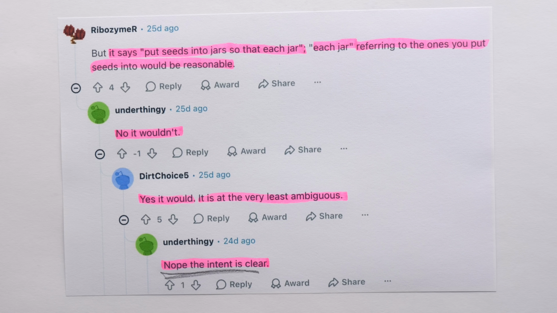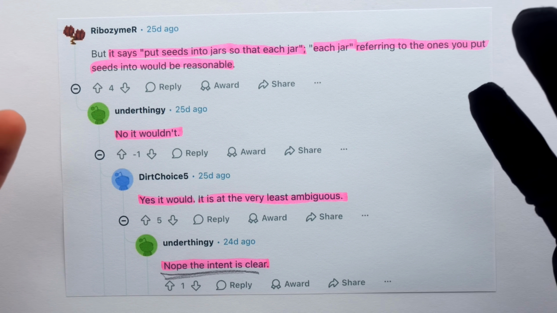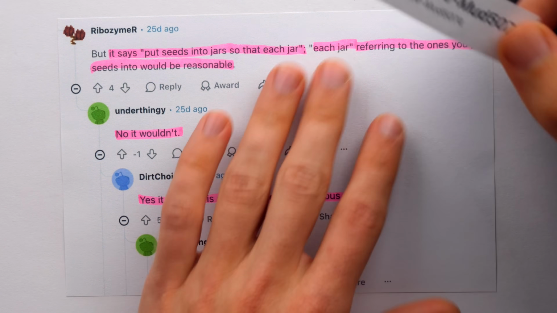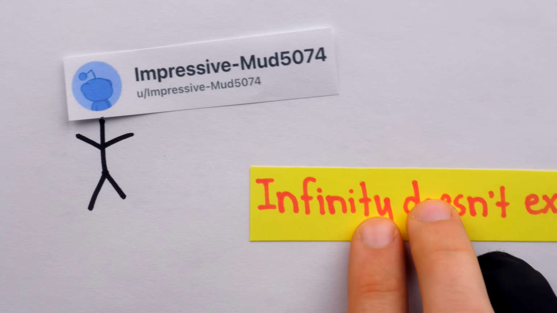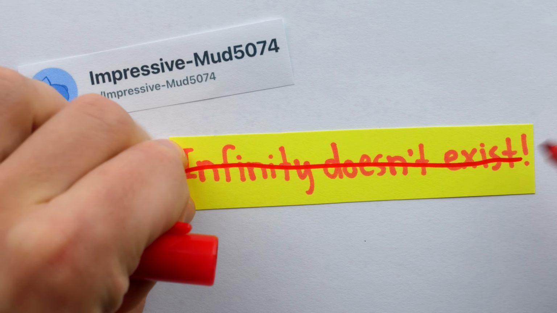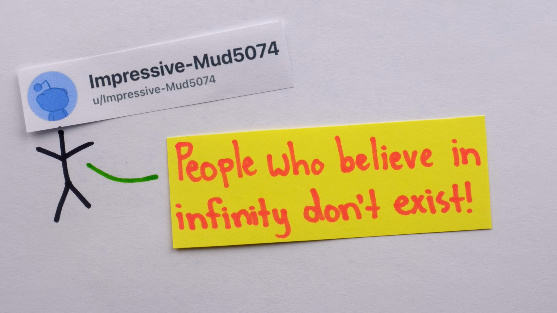If you're showing up to a debate about the meaning of something, how are you going to argue that the meaning is clear? If it's clear, then what's all the arguing for? This would be like Impressive Mud 5074 showing up to a debate about infinity and arguing not that infinity doesn't exist, but that people who believe in infinity don't exist.